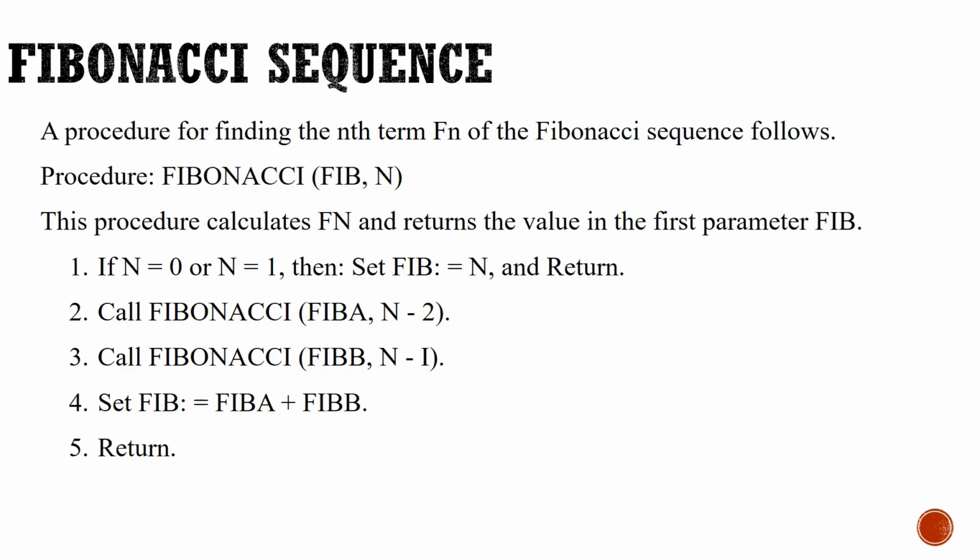So now n equal to 1, we break, we go to line number 4. What is line number 4? Fib will be equal to fib a, which is 0, plus 1, which will be equal to 1. That is the value of fib which we are going to return. Right? So this is how the Fibonacci sequence will be generated with the help of recursion. I hope the concept is clear.